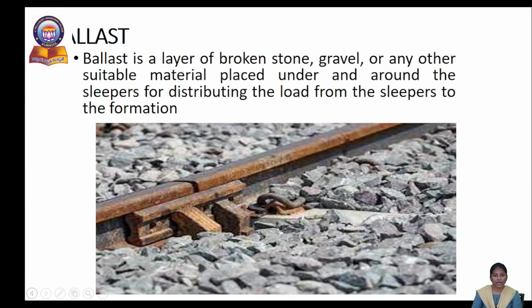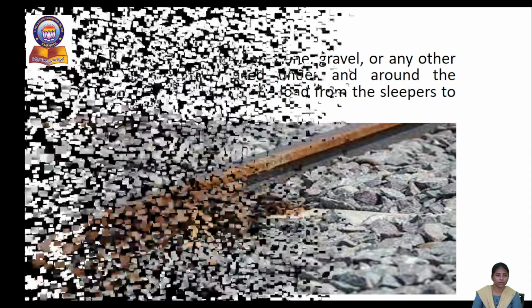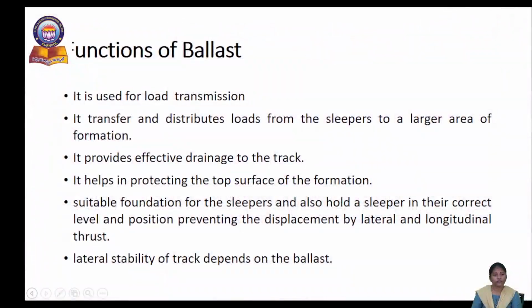Ballast is a layer of broken stone, gravel or any other type of suitable material which is placed in and around the sleepers, and its main function is to distribute the load from sleepers to the formation below. Coming to the functions of ballast, the ballast material is mainly used for load transmission from sleepers to the underlying subgrade formation. It transfers and distributes the load from sleepers to a larger area of the formation below.